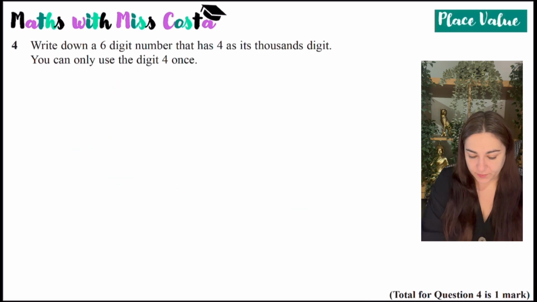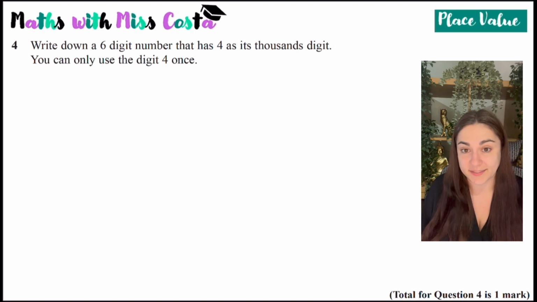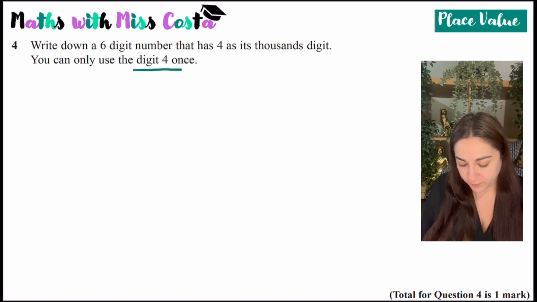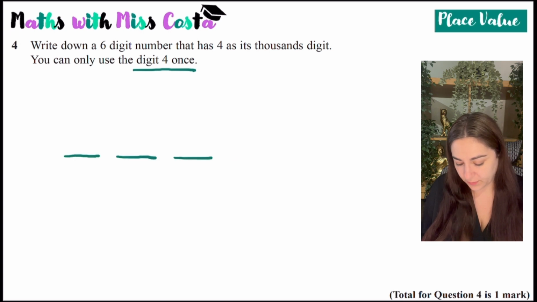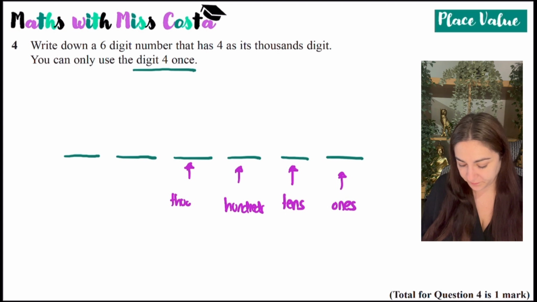Next, we're told to write down a 6-digit number that has 4 as its thousands digit, and you can only use the digit 4 once. So we know we've got a 6-digit number: 1, 2, 3, 4, 5, 6. This is going to be my ones column or units, this is my tens, this would be my hundreds, and this would be my thousands digit.